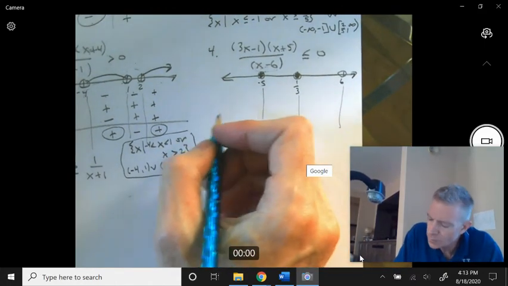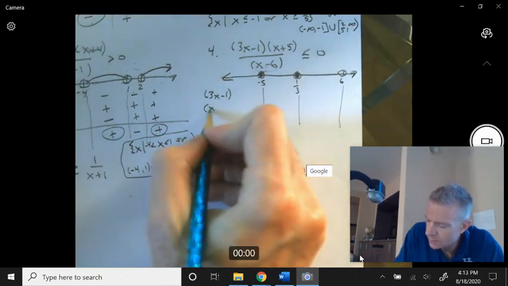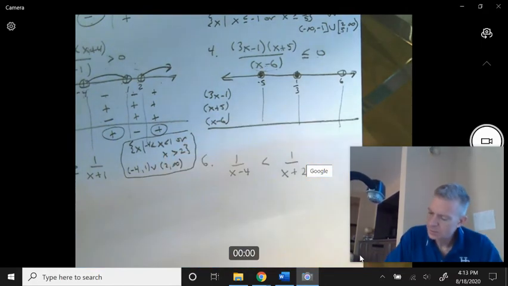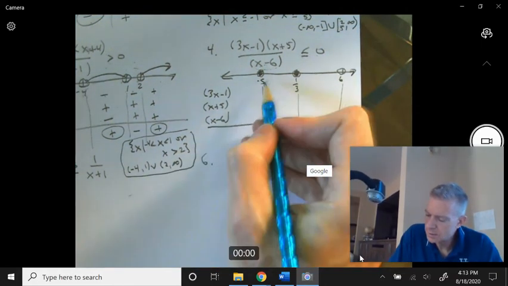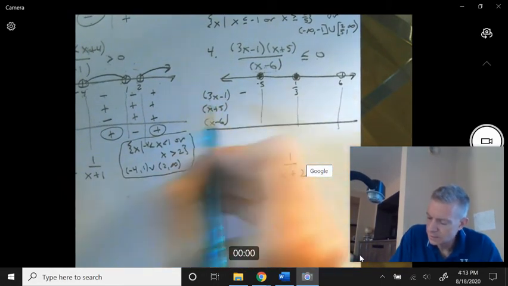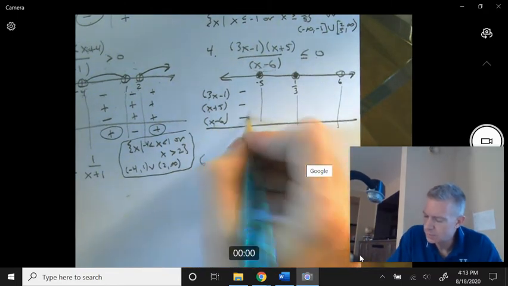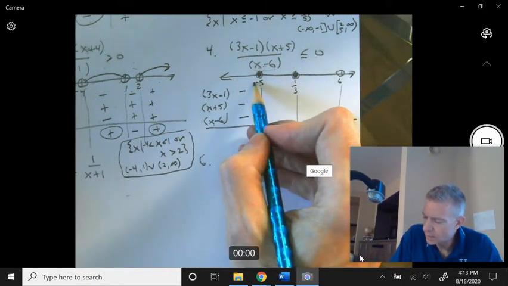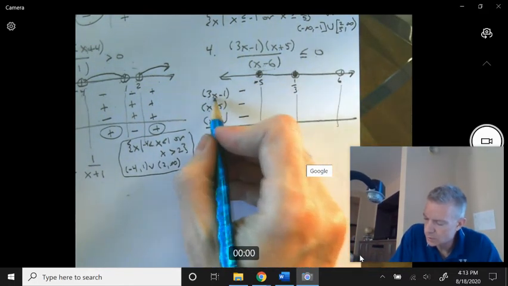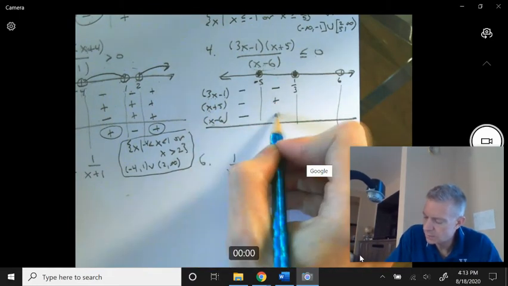Okay? So we've got 3x minus 1, x plus 5, and x minus 6. So when x is less than negative 5, let's say negative 6. 3 times negative 6 minus 1, negative. Negative 6 plus 5, negative. Negative 6 minus 6, negative. Between negative 5 and positive 1/3, let's say 0. 3 times 0 minus 1, negative. 0 plus 5, positive. 0 minus 6, negative.